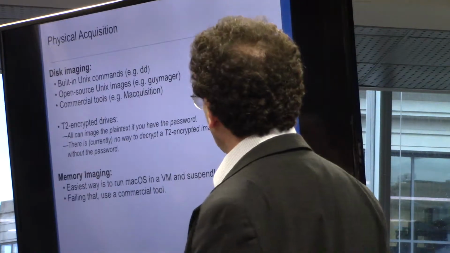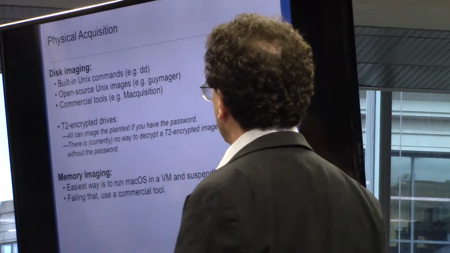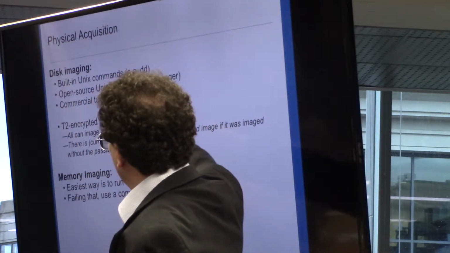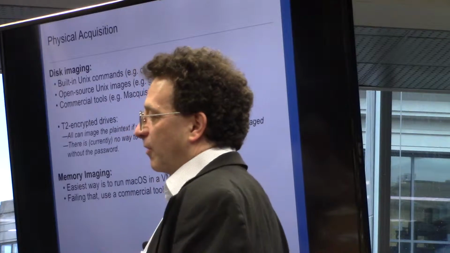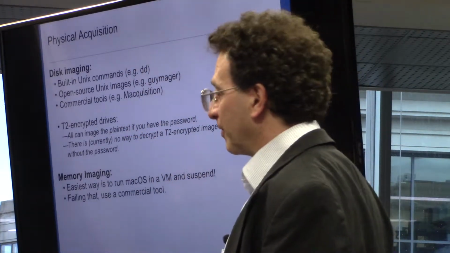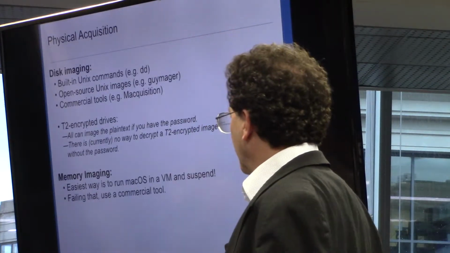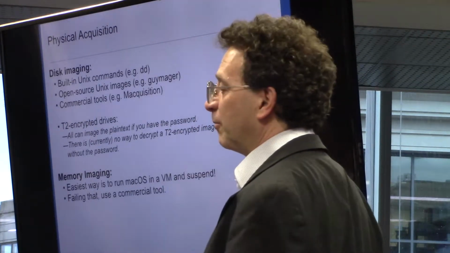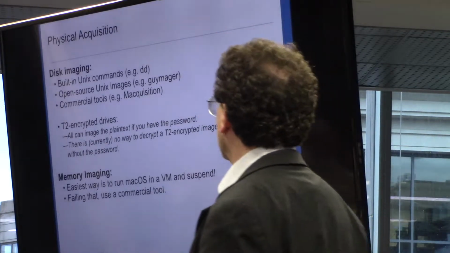So then there's some commercial tools. So for disk imaging, you can actually image these encrypted drives. If you know the password, you put the drive in target mode, it asks you for the password, and then you can image the drive. You better do that in the machine that made it. If you take it and put the SSD on another machine, you can't image it.